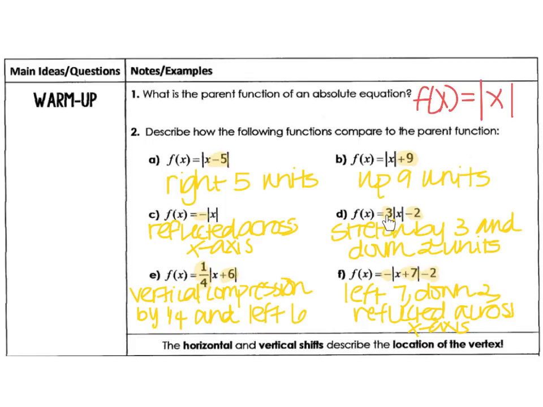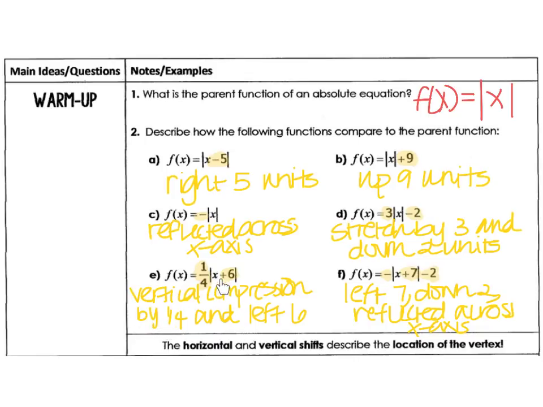For D, the 3 on the outside tells us that we're going to have a vertical stretch by 3, and the -2 on the outside of the absolute value tells us it's shifting down 2 units. For E, the 1/4 outside the absolute value bars tells us that there's going to be a vertical compression because this is our A. When the absolute value of A is less than 1, that's a vertical compression. So basically when it's a fraction between 0 and 1, vertical compression. So this is a vertical compression by 1/4.